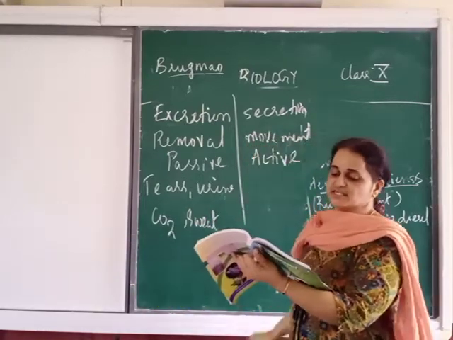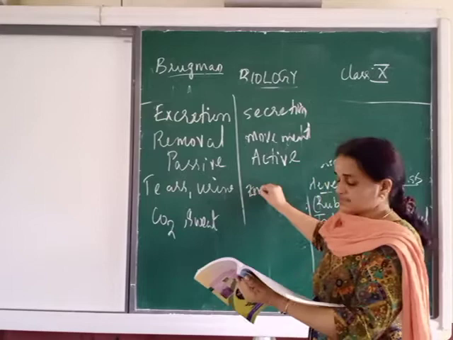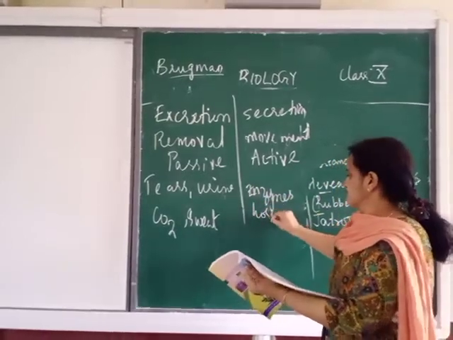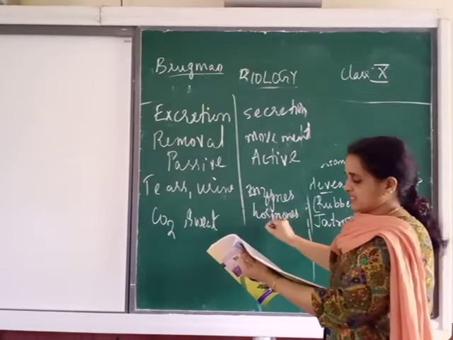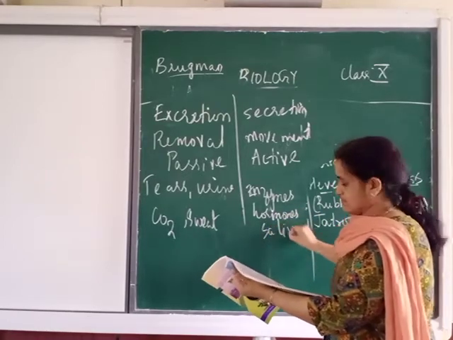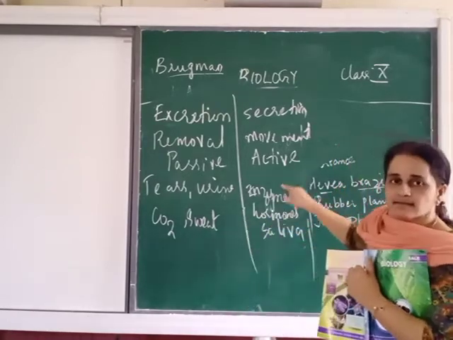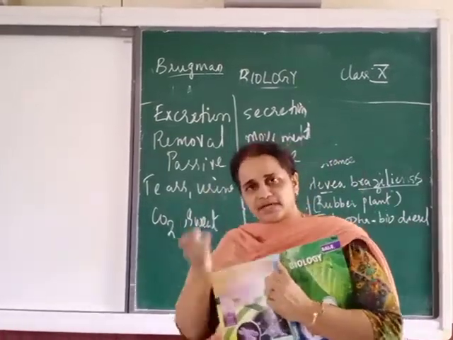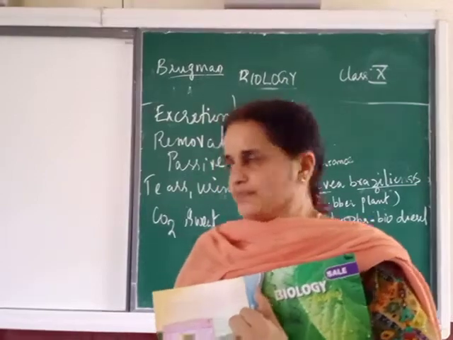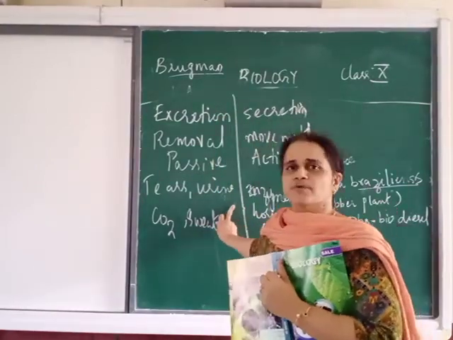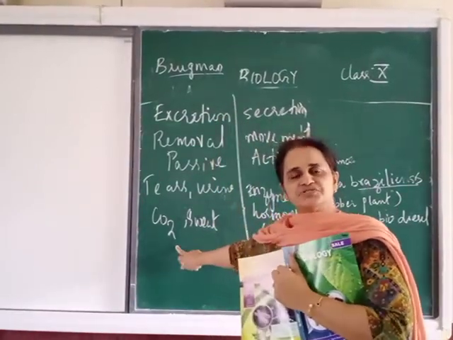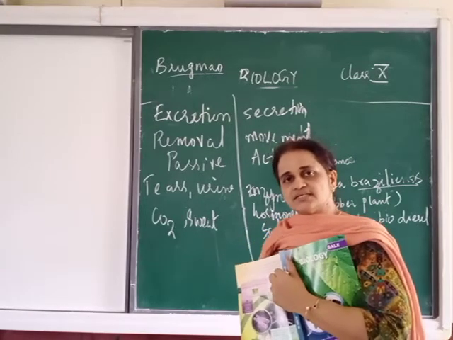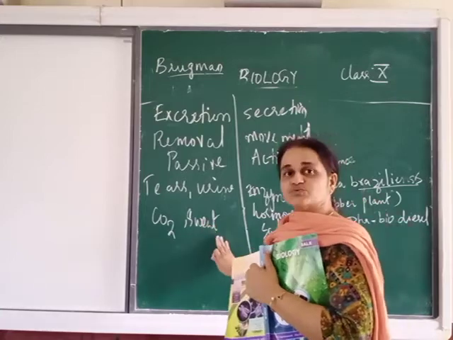While secretion includes enzymes, hormones, saliva. So these are secreted. And what are these? These are excreted, removed. Tears are removed from your body. Then urine, removed from your body. Carbon dioxide, during which process does carbon dioxide come out? Respiration. And the last one is sweat.